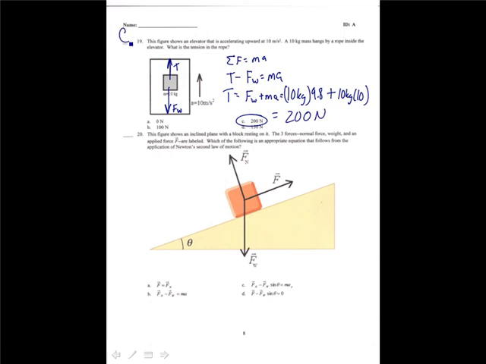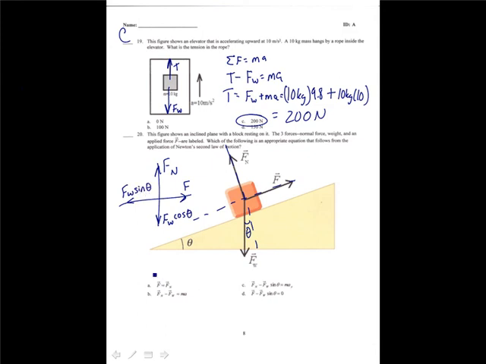Number 20, we're just supposed to pick out the equation that's right. This is going to be my x-axis. This is my y-axis. This is the angle theta. If I resolve those vectors for the force weight, this is my normal force. This is my upward force. This is force weight cosine of theta. And then this is force weight sine of theta.